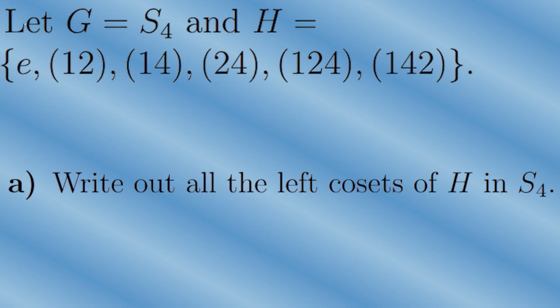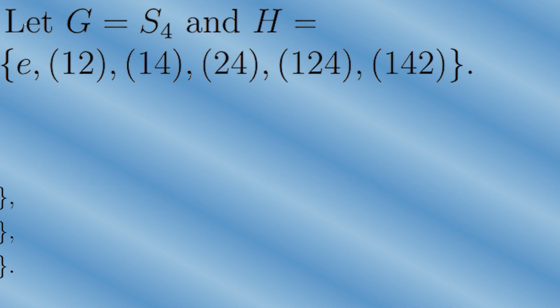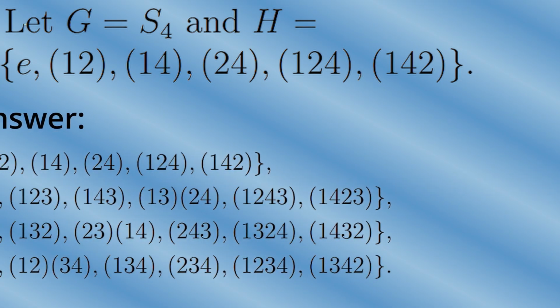Now we're going to explore what happens in the non-abelian group S4 with the subgroup H = {e, (1 2)(1 4), (2 4), (1 2 4), (1 4 2)}. A, write out all of the left cosets of H in S4. There are 4 cosets total, these 4.